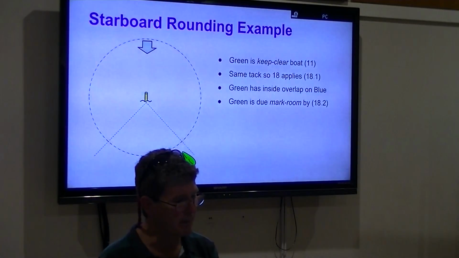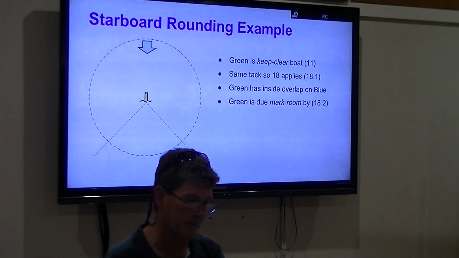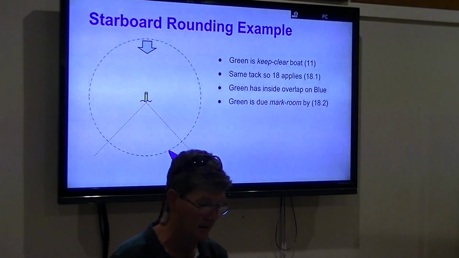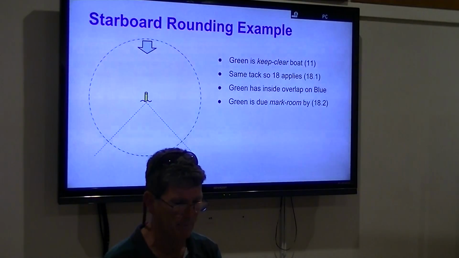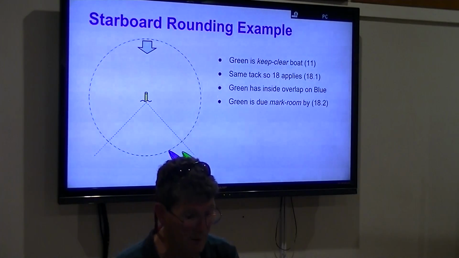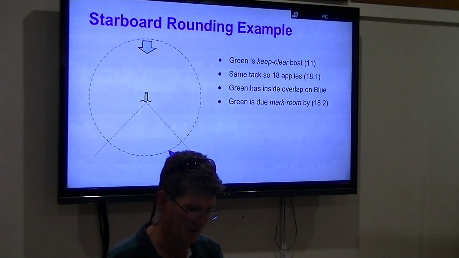Okay, but it can be a little bit different on a starboard rounding. Here these two boats are coming in also on the starboard layline. We're going around the mark the other way this time. Green is the keep clear boat. Same tack, so 18 does apply. Green has the inside overlap on blue. Green is due mark room by then. Everyone agree with that? Just hit the zone.